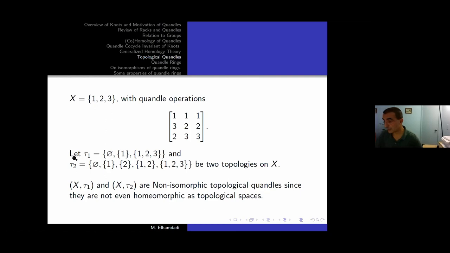Take these two topologies on them. Tau 1 being the empty set, singleton 1, and the set X. Tau 2 being the empty set, singleton 1, 2, pair {1, 2}, and these are obviously topologies. And clearly here again, these two topological quandles are not isomorphic, because they're not even homeomorphic as topological spaces, and so they cannot be isomorphic as topological quandles.